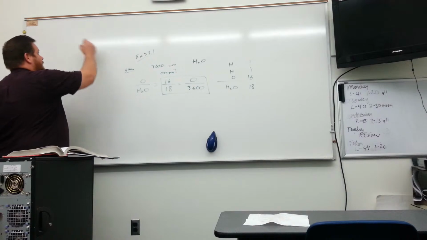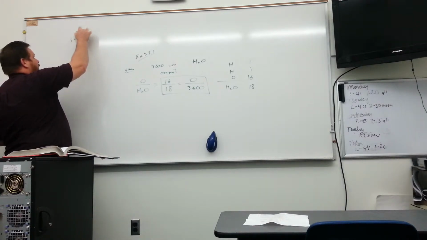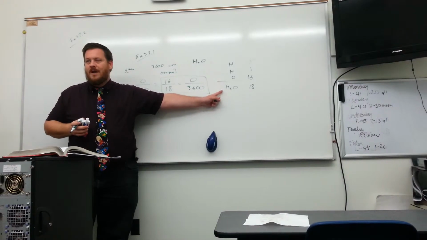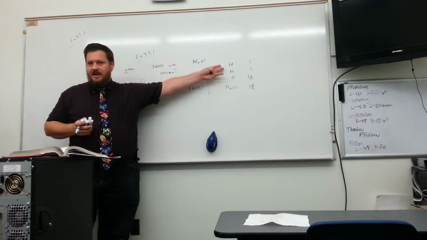All right, a couple more examples here. 37.2. So that's the basic idea. You got to figure out what the gram atomic or gram molecular weight is, and you find that by adding up the total mass of each of the atoms that are in it.